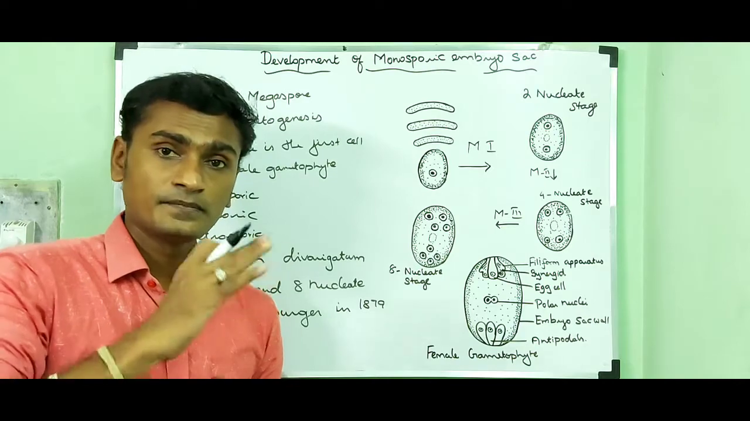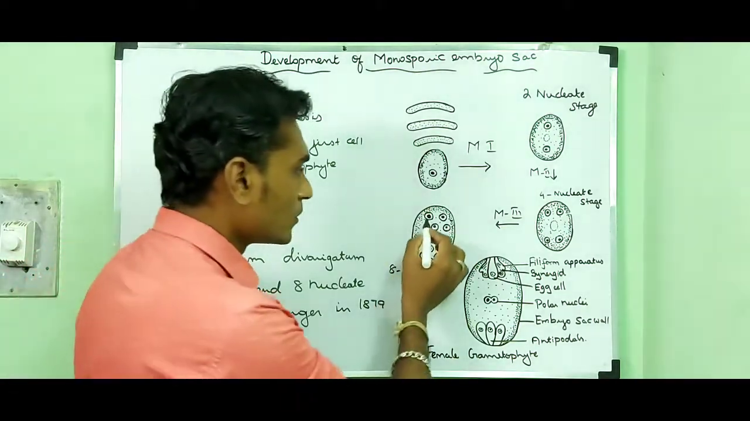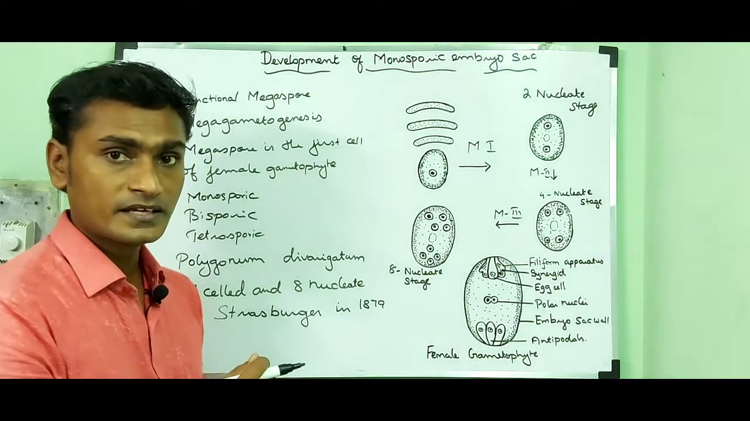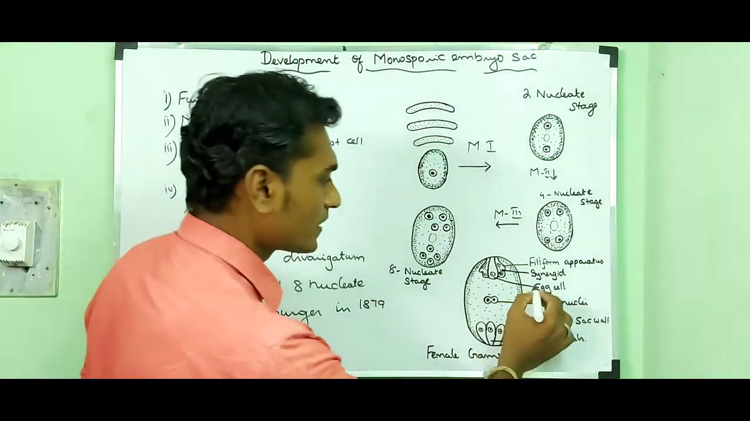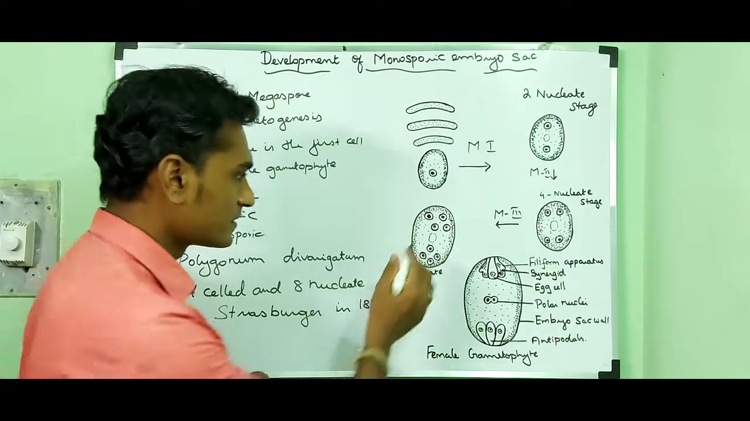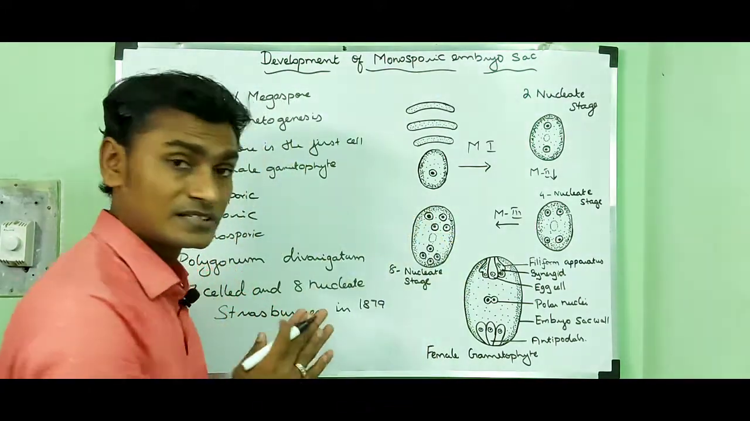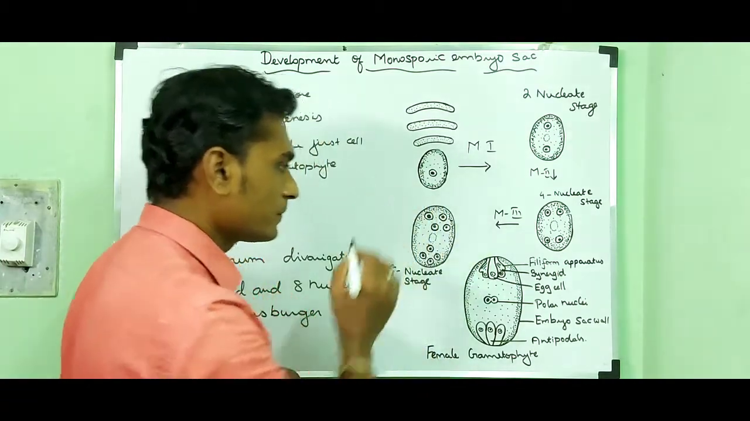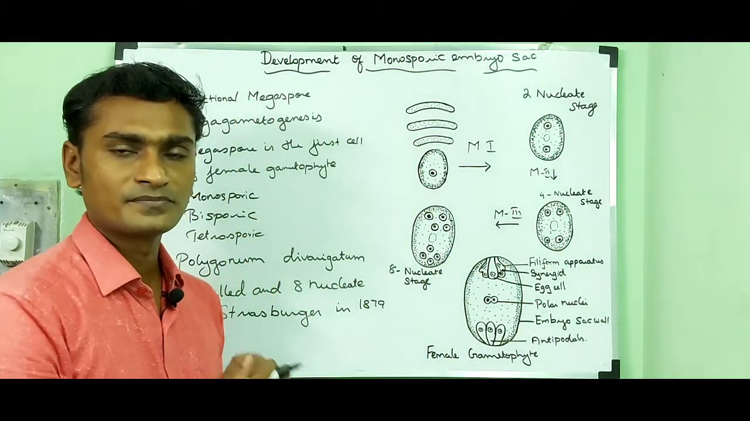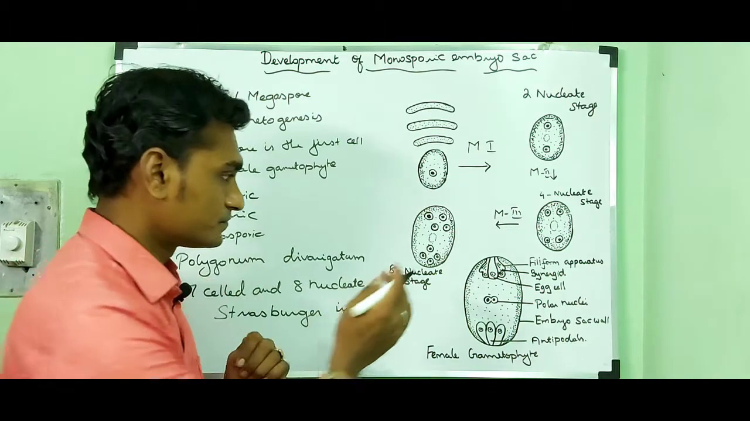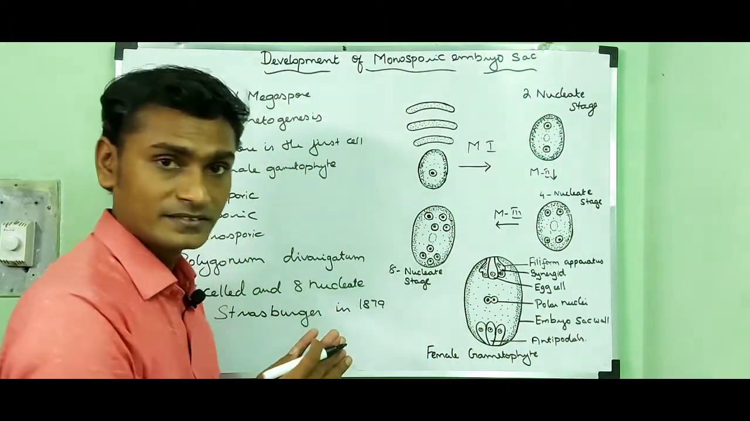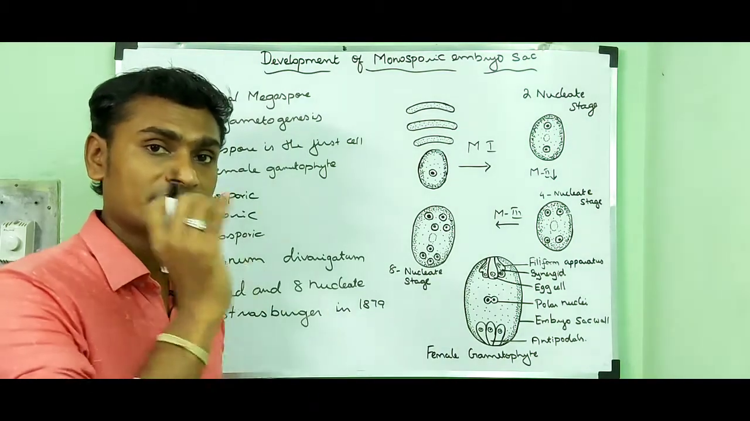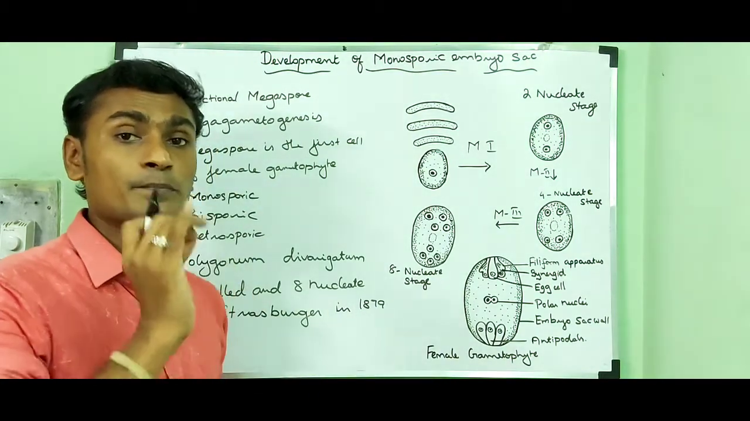The embryo sac elongates and the cellular organization takes place inside it. Three nuclei develop into the egg apparatus. The remaining polar nucleus moves towards the center, and that nucleus is called the upper polar nucleus.